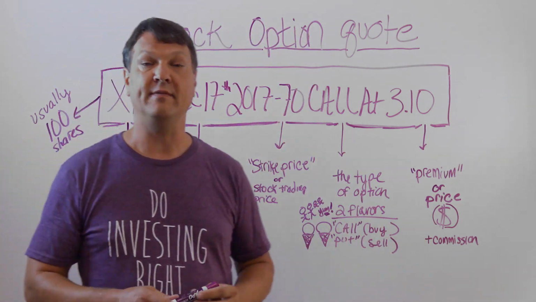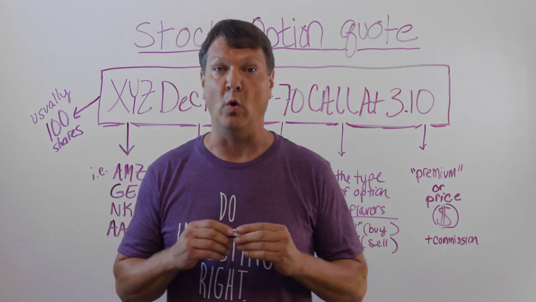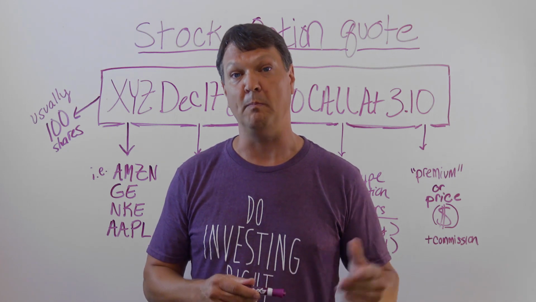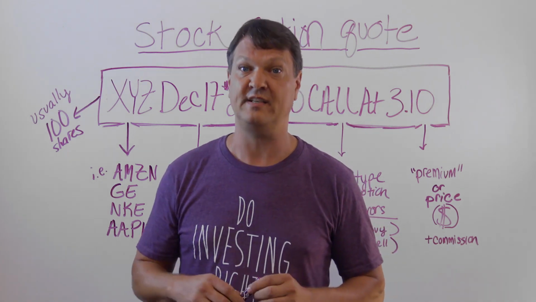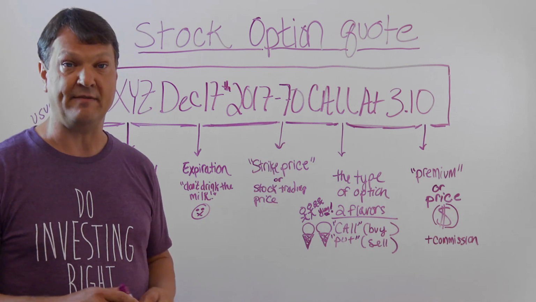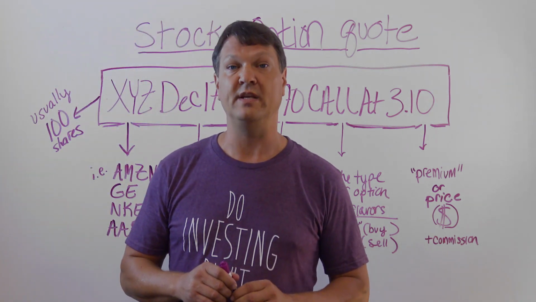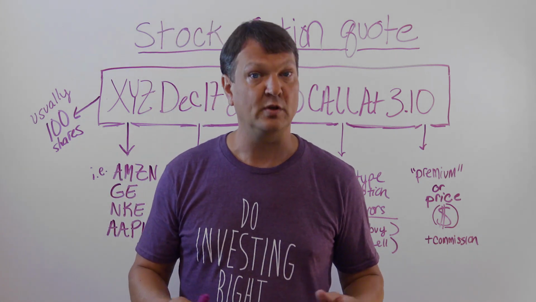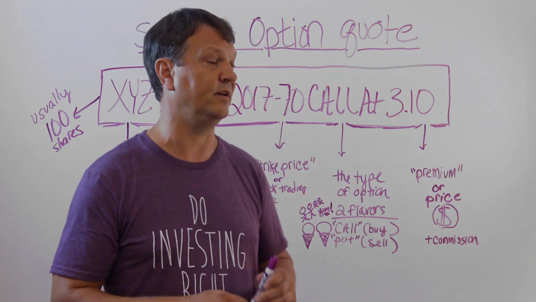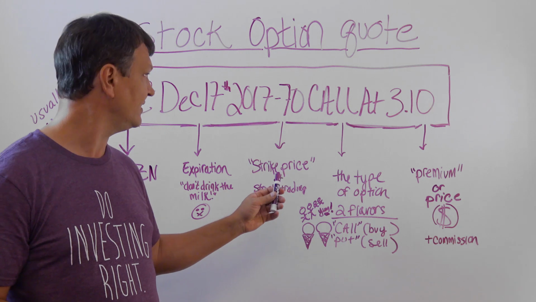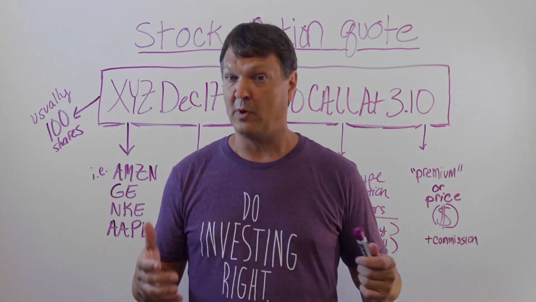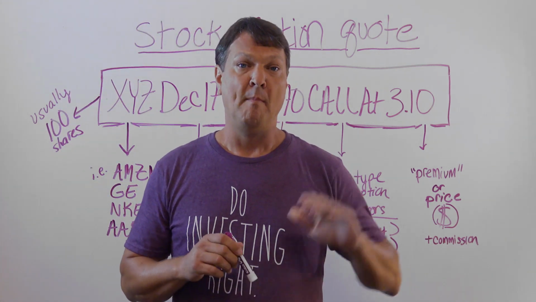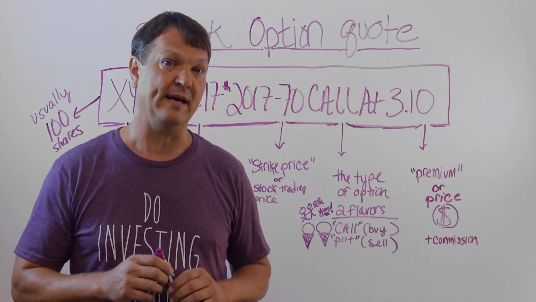In our instance, we have a call option. That means that the owner of the contract will have the right to buy 100 shares of stock at a strike price of 70. And hence the term call means that we can call stock away from somebody. If this was a put option, you would have the right to sell 100 shares at that strike price of 70. And the reason why it's called a put is because you are putting stock to somebody at that price.